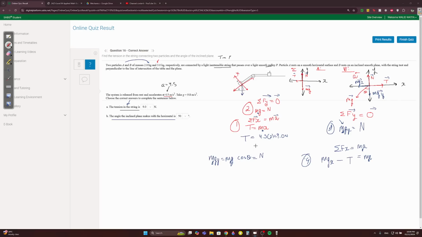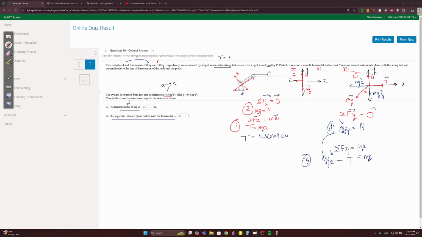Don't we know? Oh, wait, never mind. Actually, you know what? Let me not use this step. Okay, I'm actually going to use this one here. I'm going to use mB gx. I'm not going to use this one, because it's not going to lead me anywhere. What I just wrote won't take me anywhere because I don't know what N is.